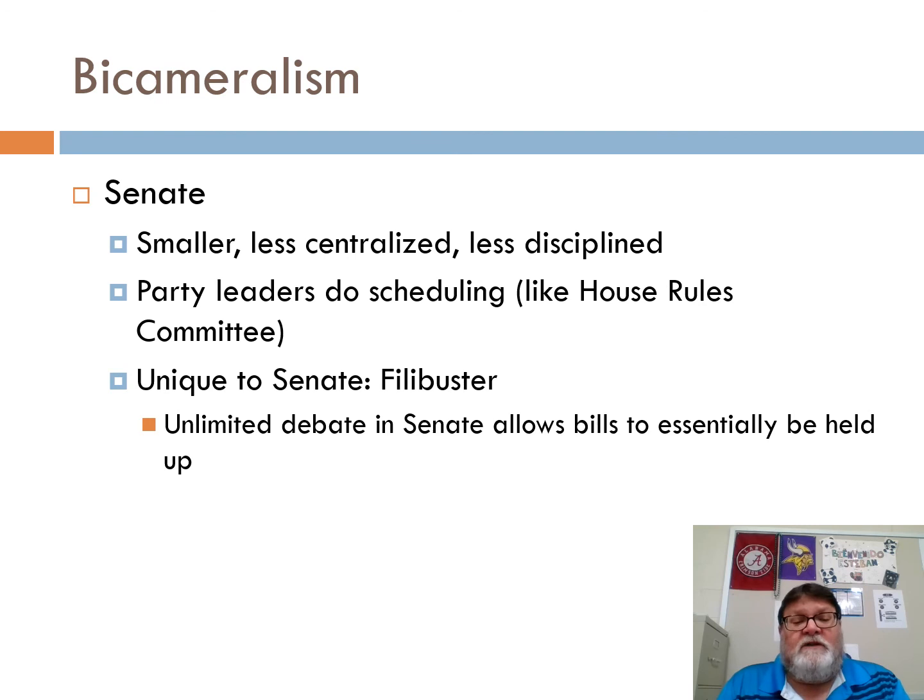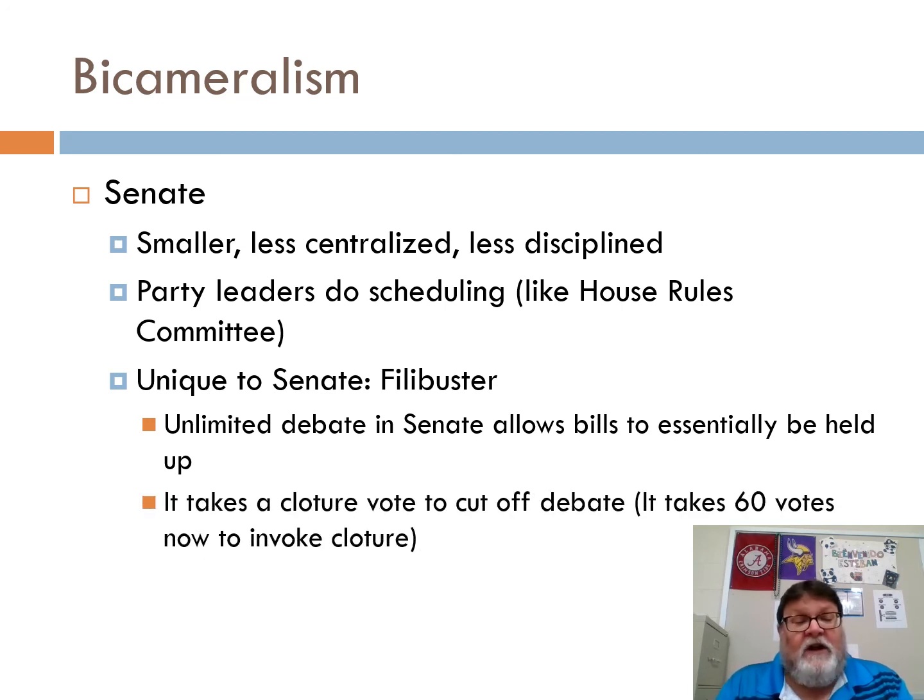Basically, the Senate rules allow what we call unlimited debate. So it means that bills can essentially be held up. It takes what's called a cloture vote. You must know this term. A cloture vote to cut off debate. At the moment, it takes 60 votes to invoke cloture. And what that means is basically it's a vote to have a vote.